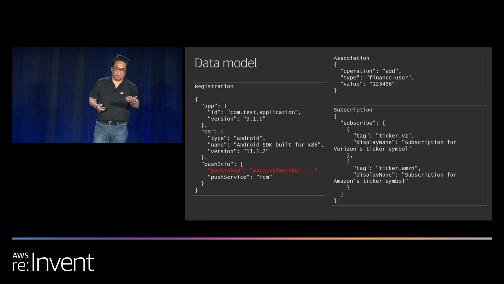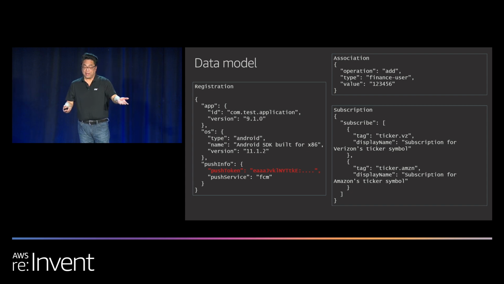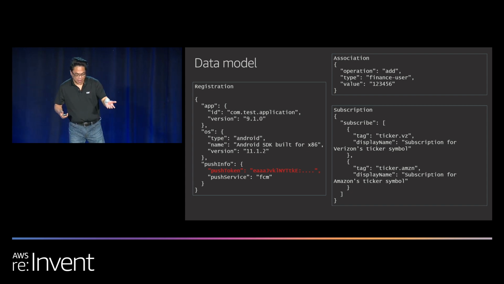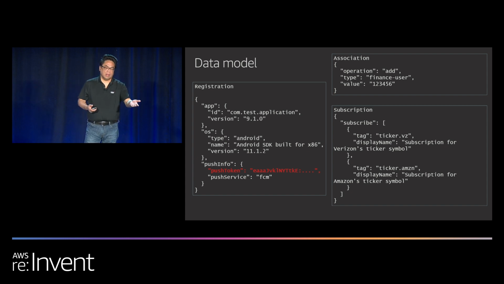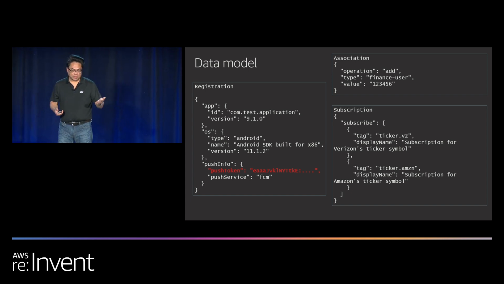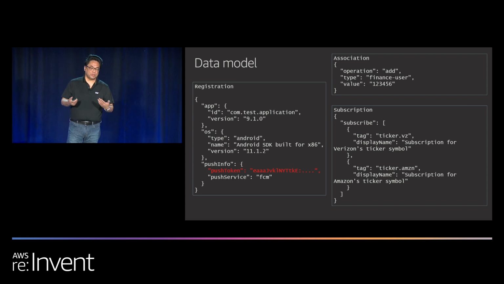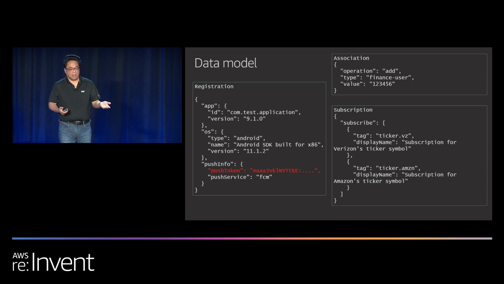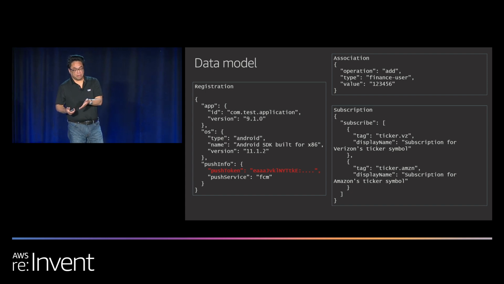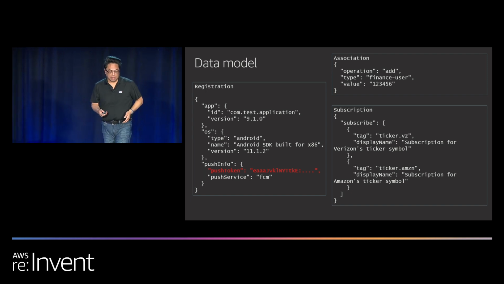Association object, this is a finance user with that ID. The subscription object model, here the example is there's two tickers, Verizon and Amazon. So if there's news about a price uptick or a downtick, we can perform a push notification on those events.